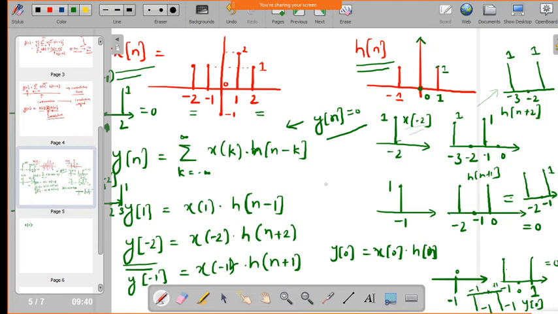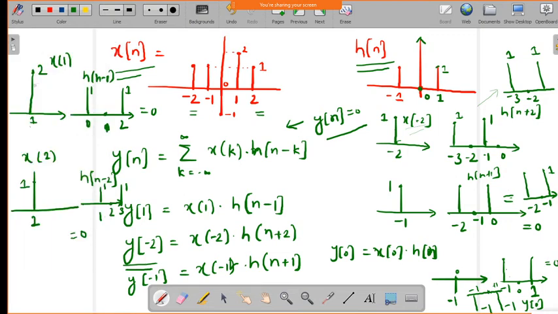Okay. So similarly here on this side you can see the index, so this is at the amplitude 2, so 2 into 1 it will become the system response output. At 0 it will be having 2, okay, and at index 1 it will be 0, and index 2 it will be 2 into 1, 2.